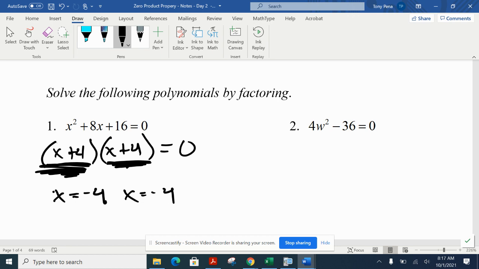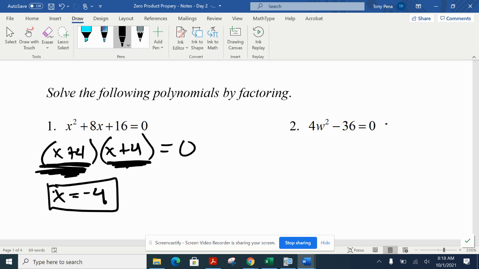Okay, so that's legal, not a problem. You don't need to write both of them down. In this case, we only get one answer. So even though we have these two different factors, yesterday we were getting 2 factors, 2 answers. In this case, they ended up being the same, so we technically only get that one answer. Okay?